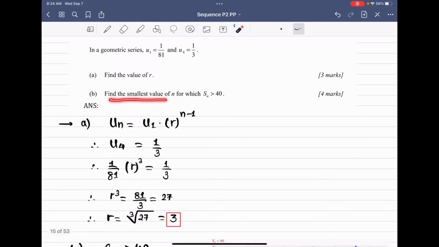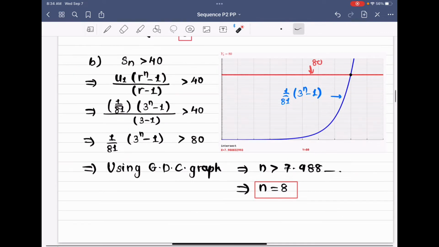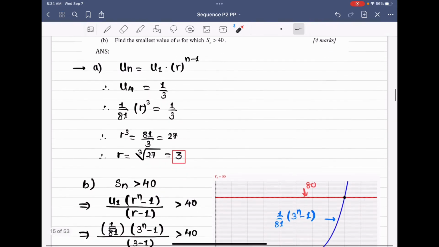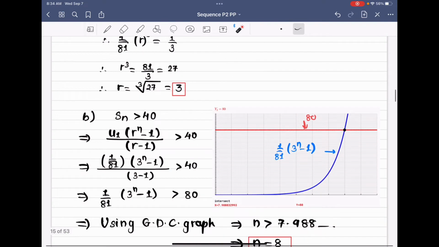Find the smallest value of n for which Sn is greater than 40. Sn means what? Sum of all terms up to n terms is greater than 40. Geometric sequence. Clearly my r is 3, so I am using this formula. Sn is greater than 40. Sn is u1 times r raised to n minus 1, because r is greater than 1. So I am using r raised to n minus 1 instead of 1 minus r raised to n, over r minus 1, is greater than 40.